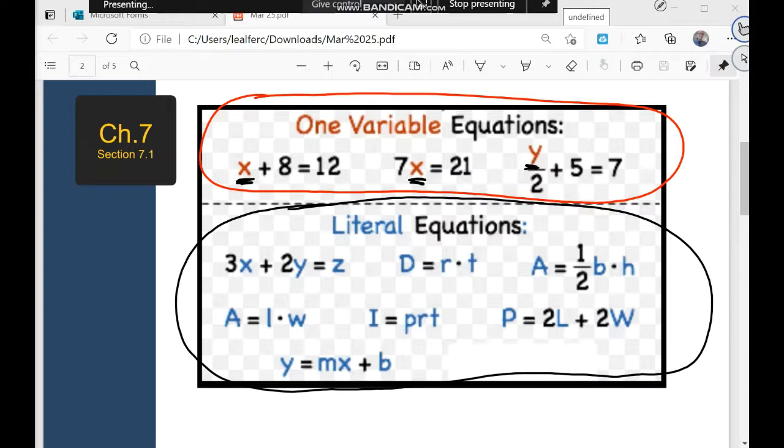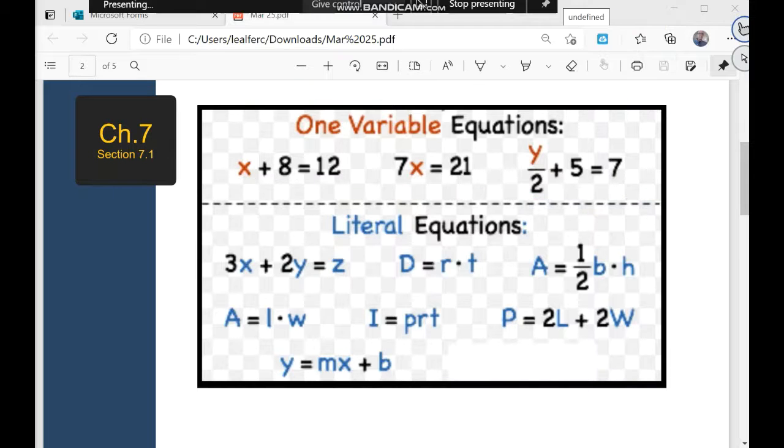What's interesting about the literal equation is that you can solve for each variable. You have a formula usually for one variable, and you can manipulate it. You can change the formula and find a solution for a different variable. Let me show an example so you can understand.